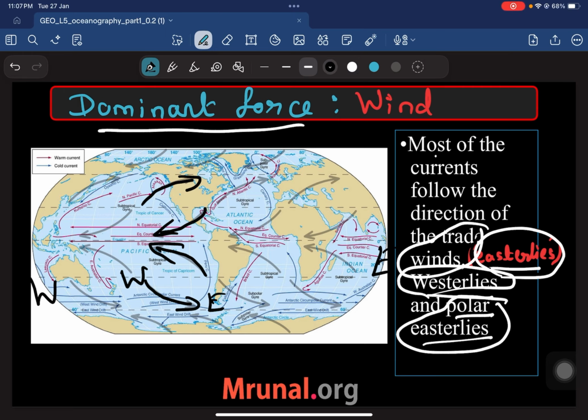See here, these are moving from east to west. This is east, right? This is west. If these are moving from west to east, then these are called westerlies. Westerlies means they are moving from west to east like this.